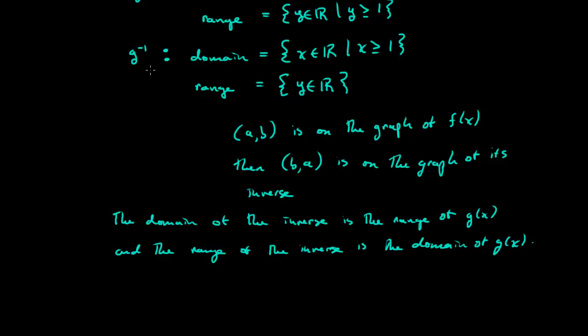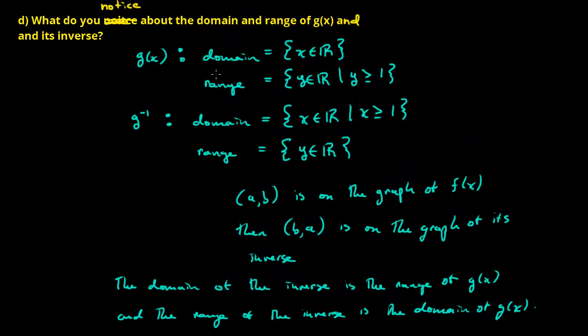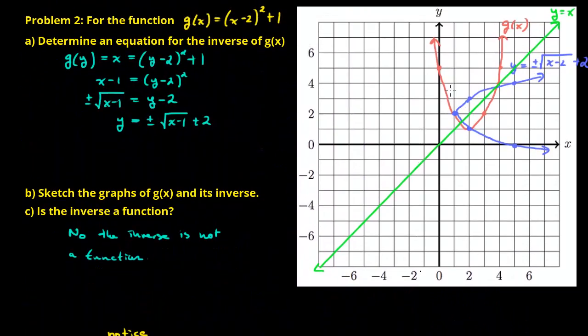So if you're asked to figure out what the domain and range of the inverse are, and you know what the domain and the range of the function g of x are, you can literally just swap the domain and range. In the next video, we'll look at another example where we are given a parabola and we're asked to restrict the domain of the original function so that its inverse is a function.